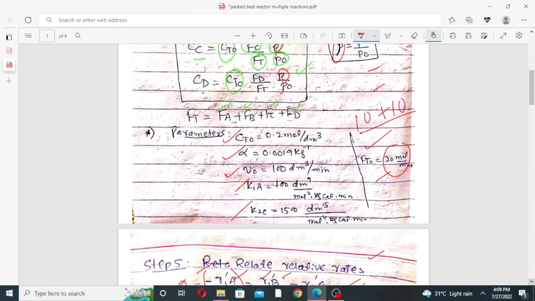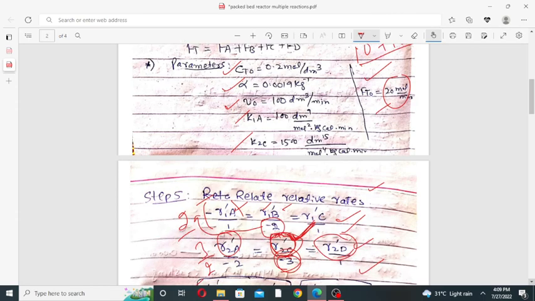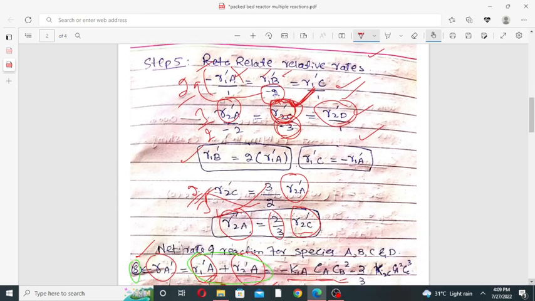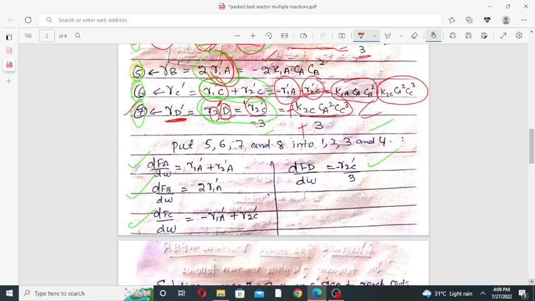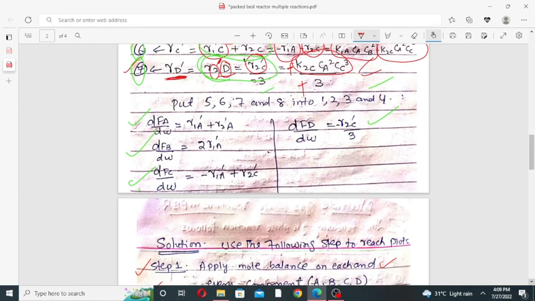So this was all about the packed bed reactor, the gaseous reaction in the packed bed reactor. In the coming lecture, we will use Polymath to solve these equations.